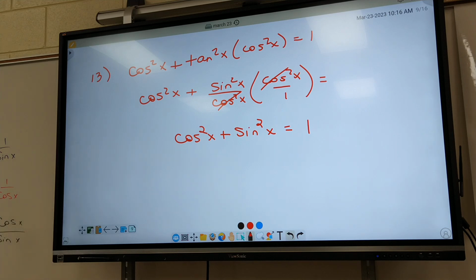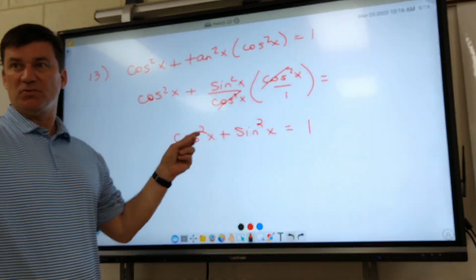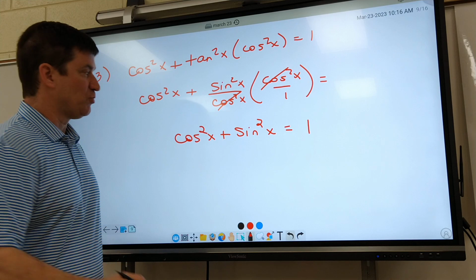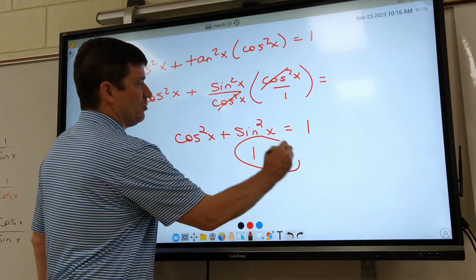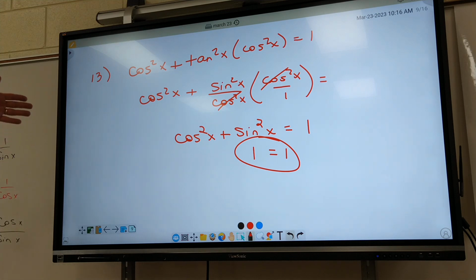Anybody see the next step? Matthew, what you got? Matthew says this is a formula. Look on your formula sheet. Sine squared plus cosine squared is on your formula sheet, top left, equals 1. So we got 1 equals 1 and we can stop. So most of these are just going to be like 2 steps, 13 through 16. All right, does anybody have a question there?